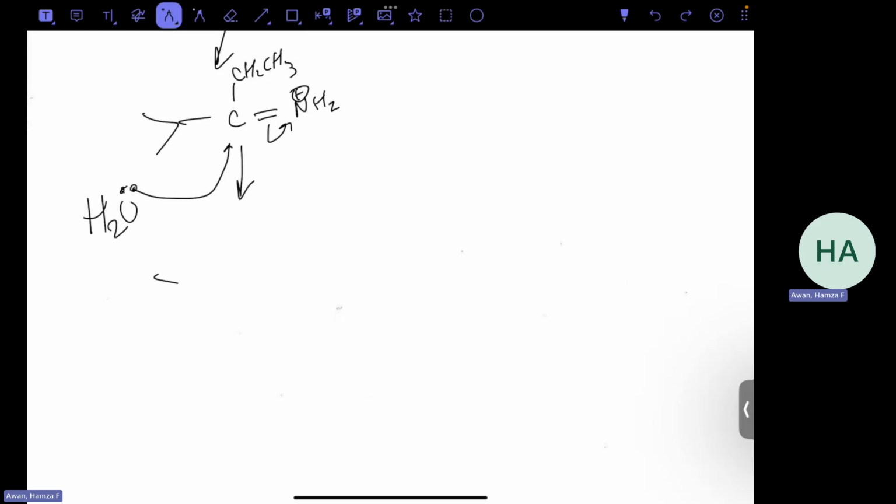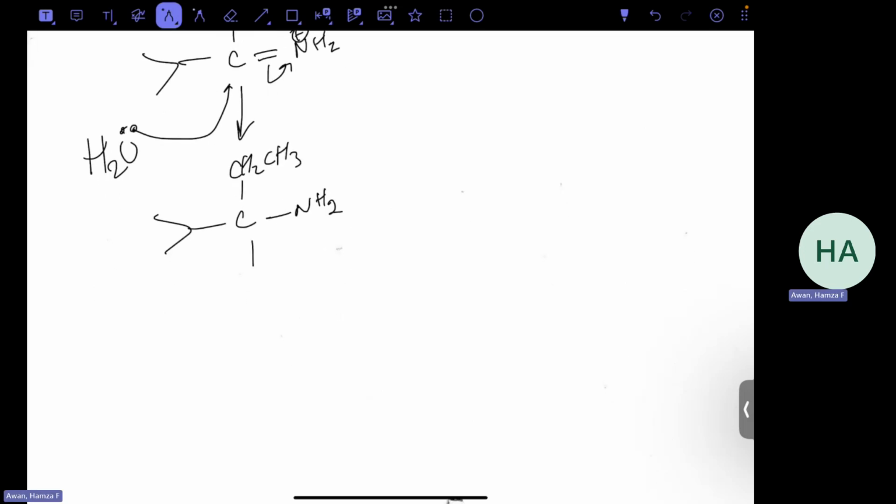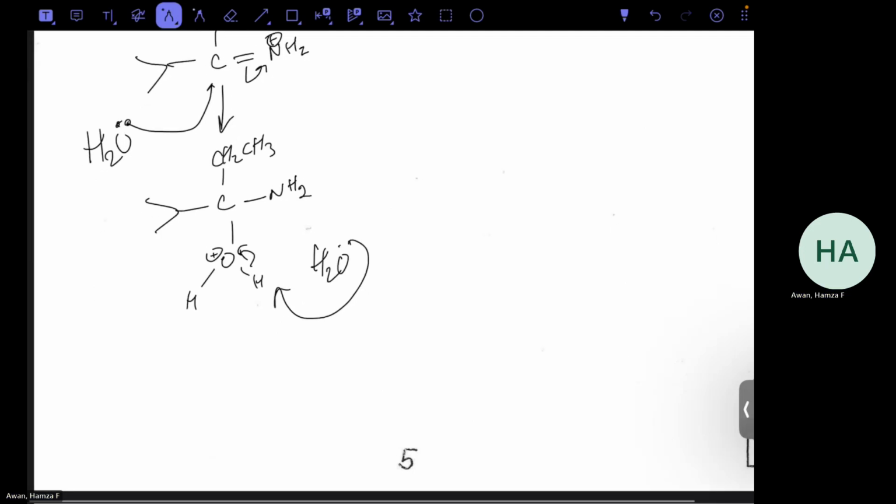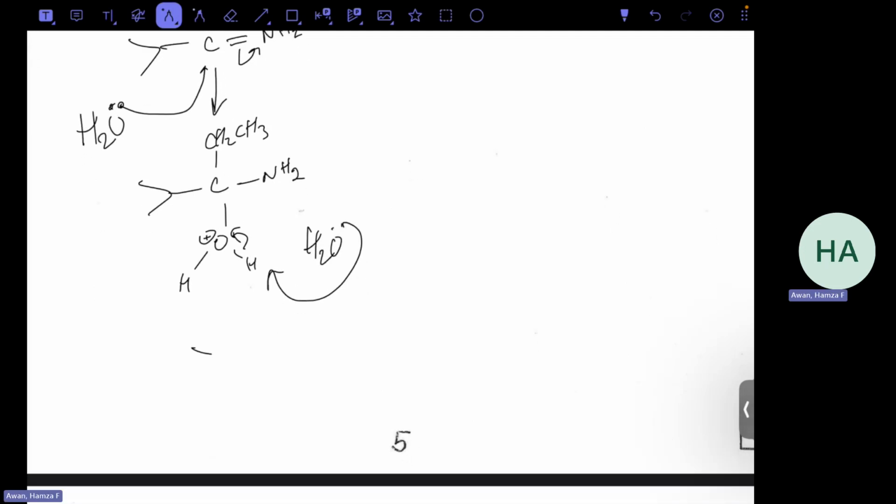This is just CH3, NH2, right? And now there's no charge there. Now we have an OH plus charge. What we can do now is deprotonate the oxygen with H2O and snag that. And now our oxygen has no charge on it.